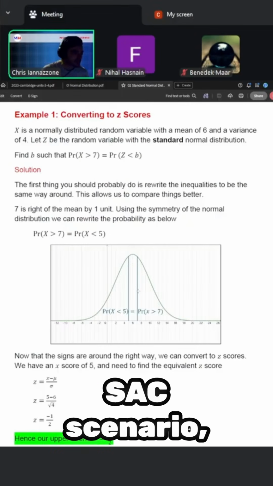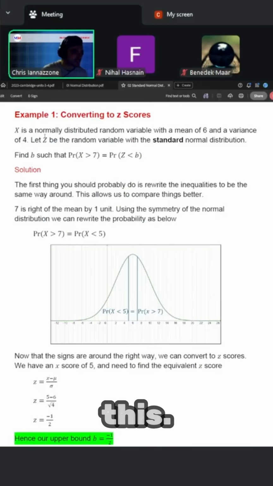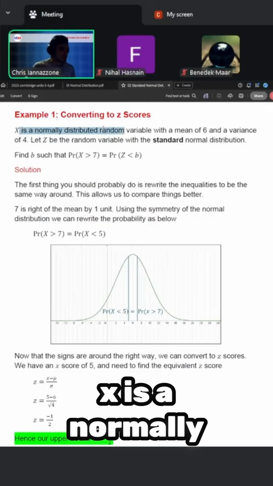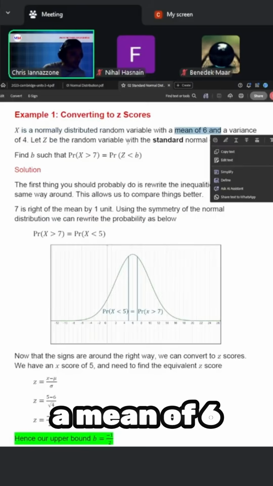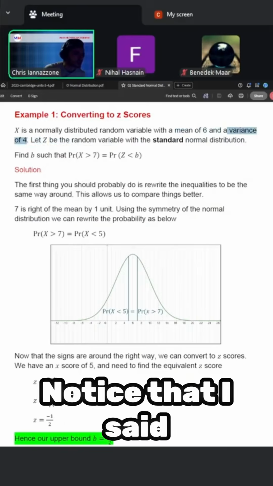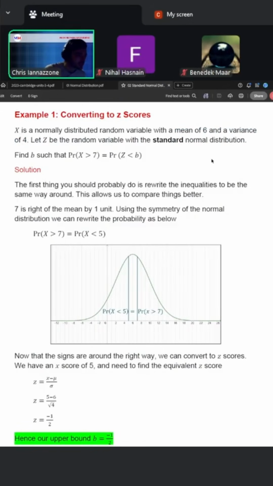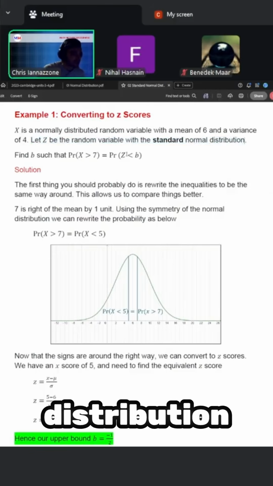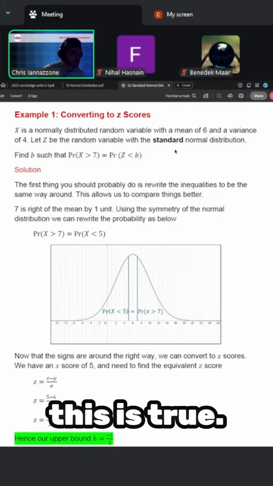In an exam or SAC scenario, it's going to be something like this. So let's have a look. X is a normally distributed random variable with a mean of 6 and a variance of 4. Notice that I said variance this time rather than standard deviation. Let z be a random variable with the standard normal distribution. Find b such that this is true.